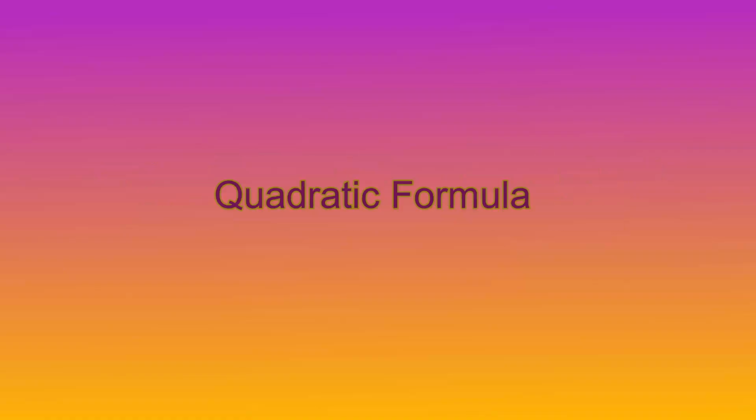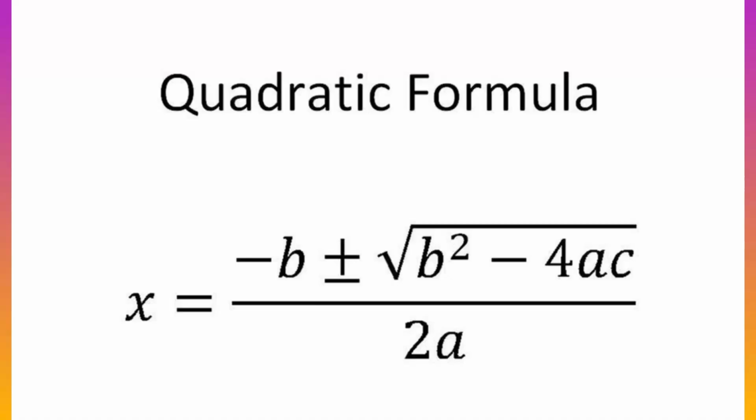Starting off with the quadratic formula, which can be used to solve any quadratic equation no matter the coefficient of x squared. However, it can only really be used in calculator papers due to it being hard to use otherwise. Now this is the quadratic formula: minus b plus or minus the square root of b squared minus 4ac, over 2a.